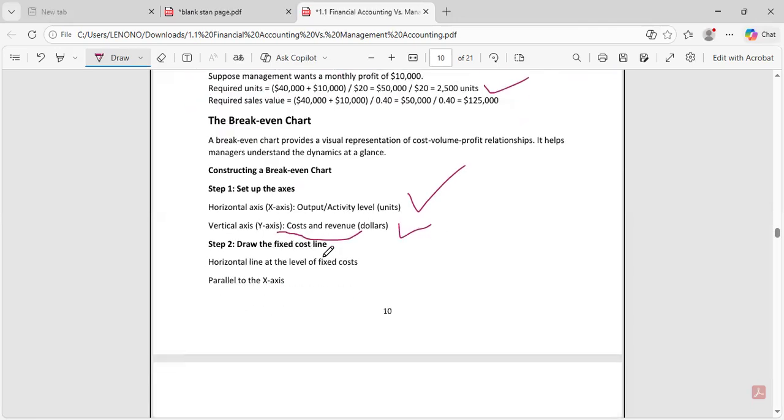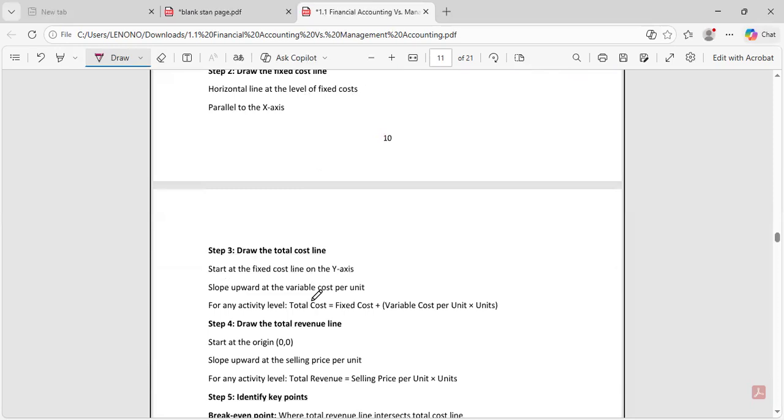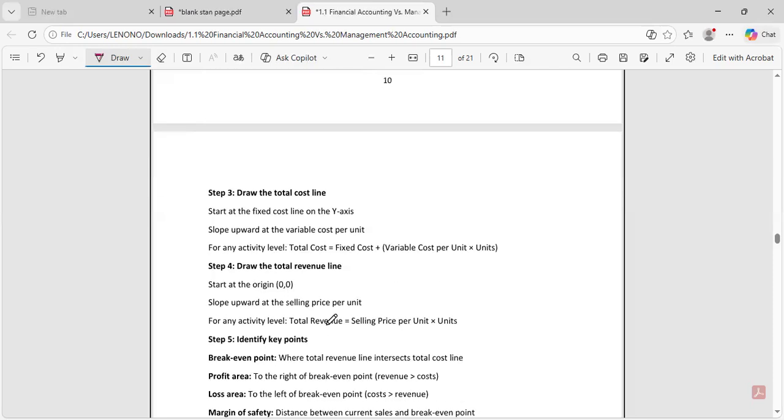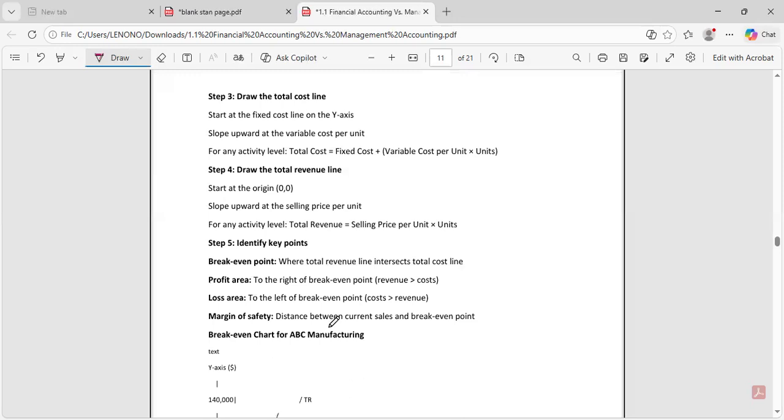Drawing the fixed cost line, a horizontal line at the level of the fixed cost and parallel to the x-axis. All right, then you draw the total cost line, starting at the fixed cost line on the y-axis, then sloping upwards at the variable cost. Then you also draw the revenue line and the key points that are supposed to be there.